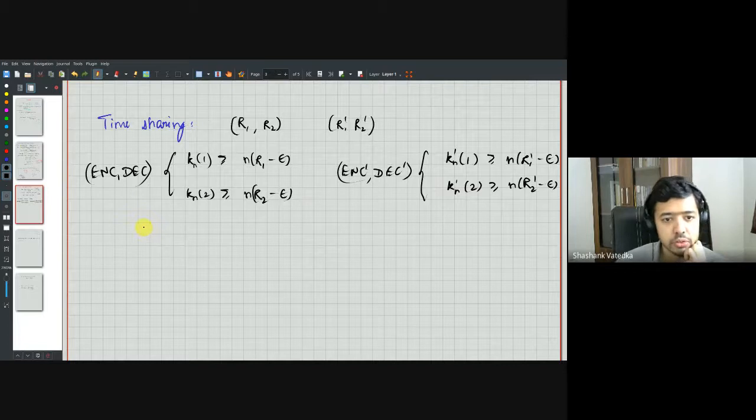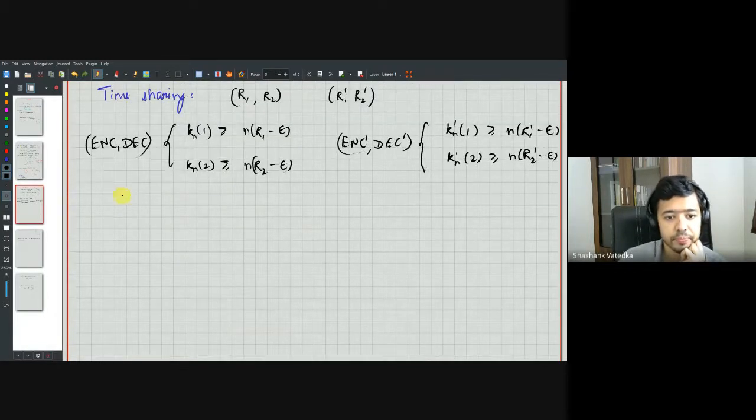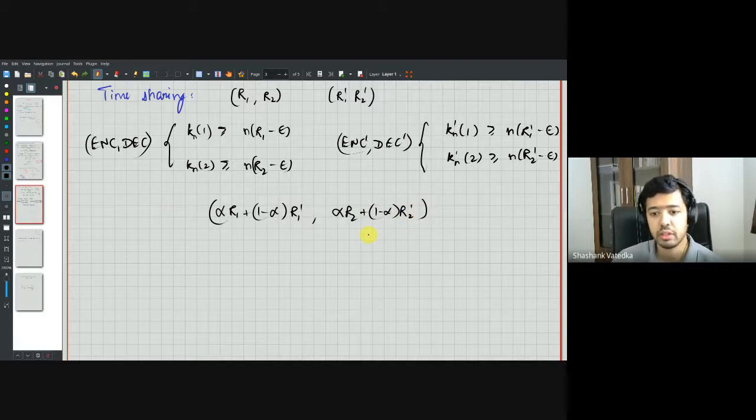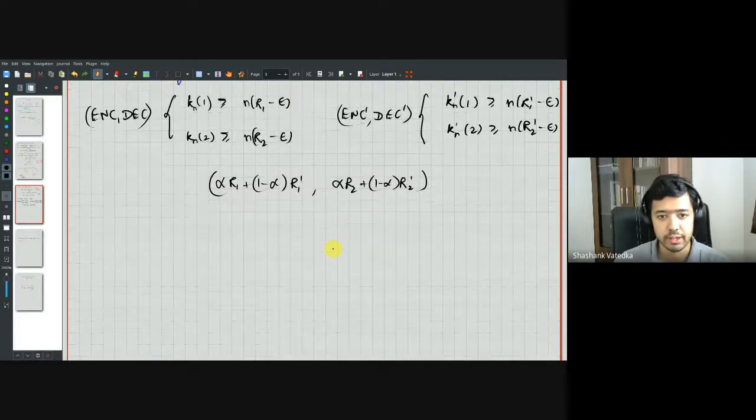All right, so this is good. What we want to show is that alpha R1 plus 1 minus alpha R1 prime, and alpha R2 plus 1 minus alpha R2 prime, so these rates are also achievable. So there exists some encoder-decoder which gets you to this rate for sufficiently large n.